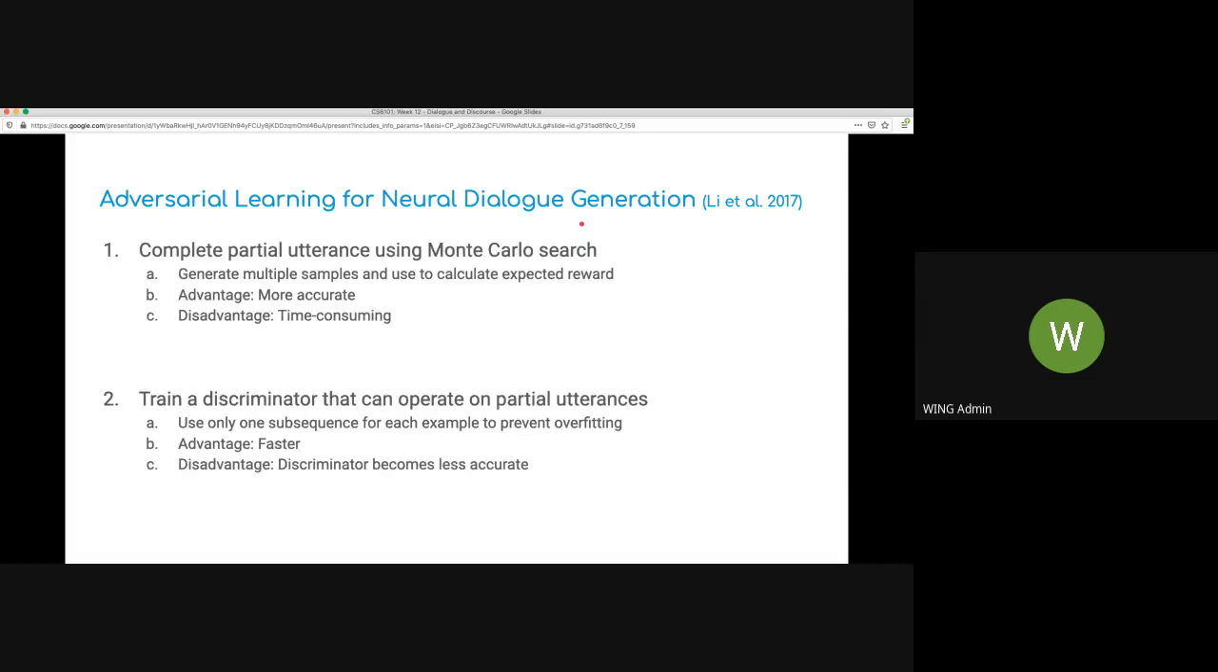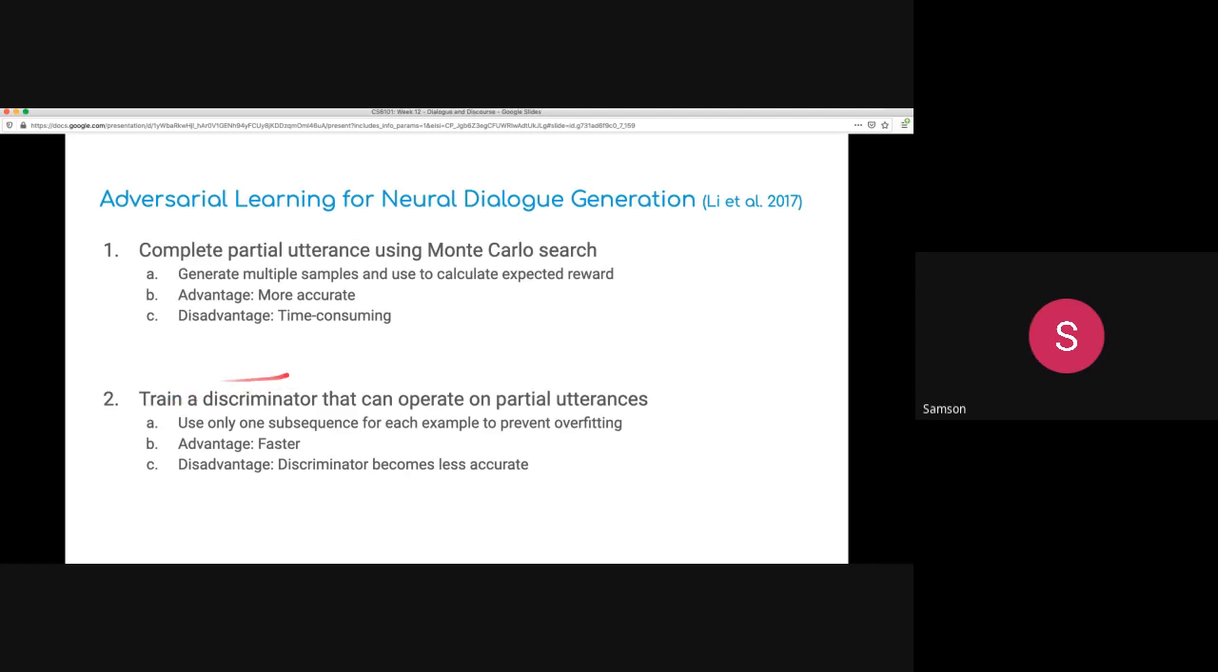Okay, I think we can go on. So for these two approaches, the Monte Carlo actually turned out to be better, it helped the model generate better sentences. But the problem is that it's very time consuming because you have to keep doing this sampling for each utterance that you generate. If you're going to generate, let's say, 10 utterances, then it's going to increase your computation time by 10, depending also on how many tokens you need to generate to complete the sentence.